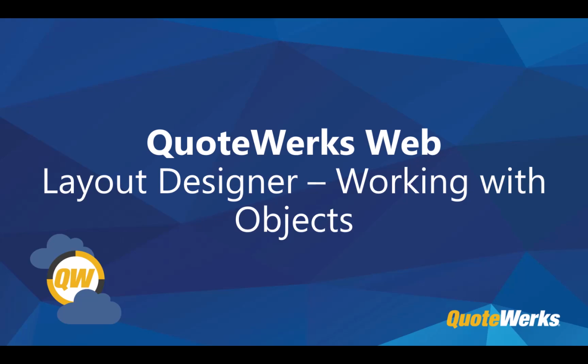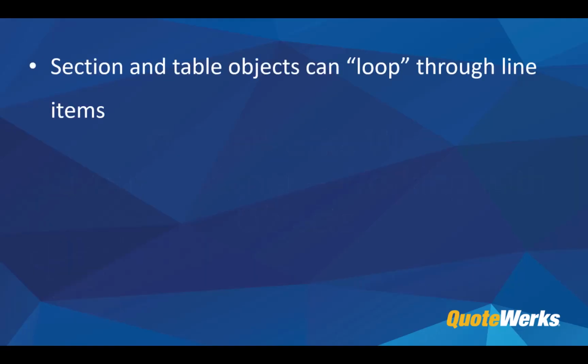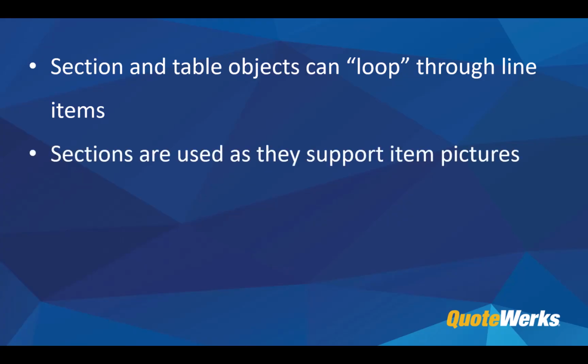As covered in the primer video, objects are the building blocks of the QuoteWerks Web Layout Designer. When wanting to display and change how the line items are displayed in the web layout, the QuoteWerks Web Layout Designer has many different objects that can be used in different ways. Only the section object and the table object can be used to loop through every line item on the quote, printing each line item. Using the table object is generally simpler, but line item pictures are not supported in the table object, so for that reason, we by default use the section object.